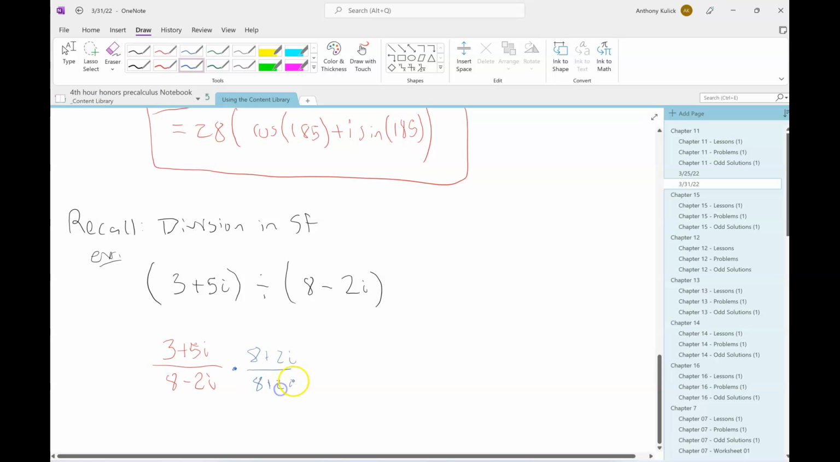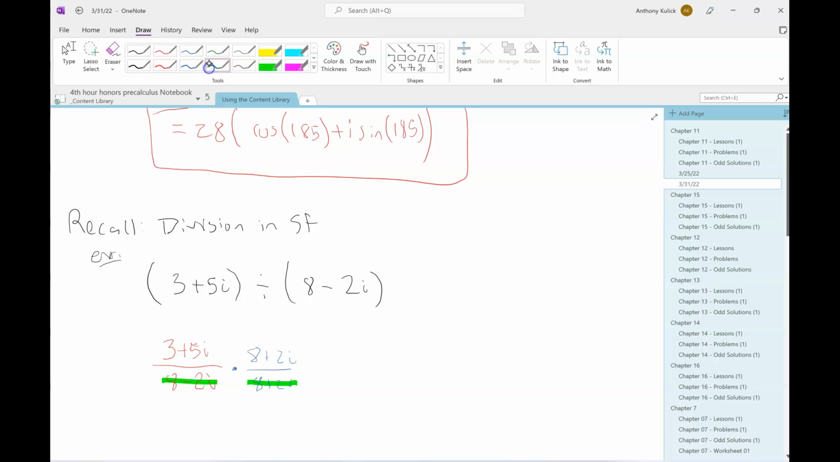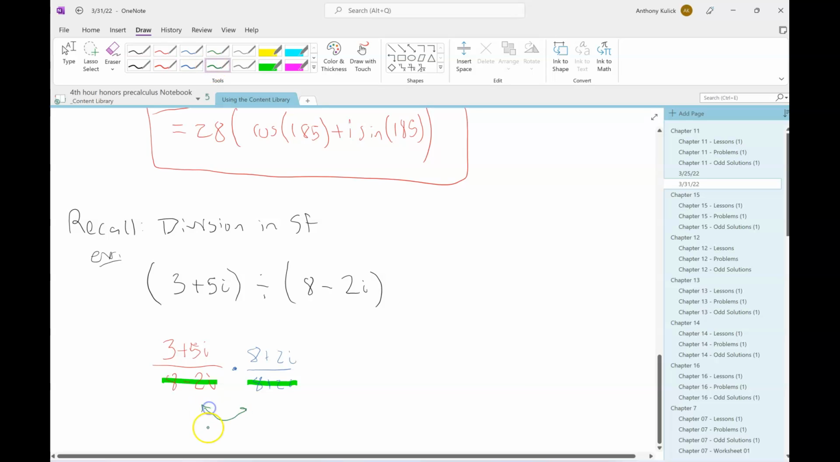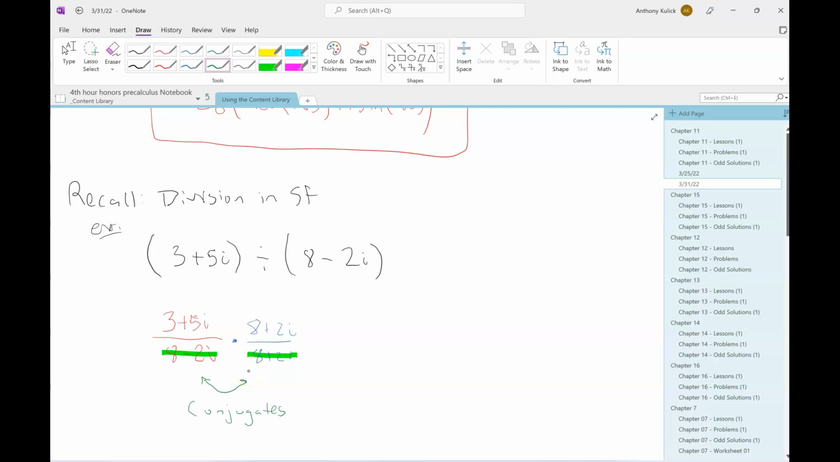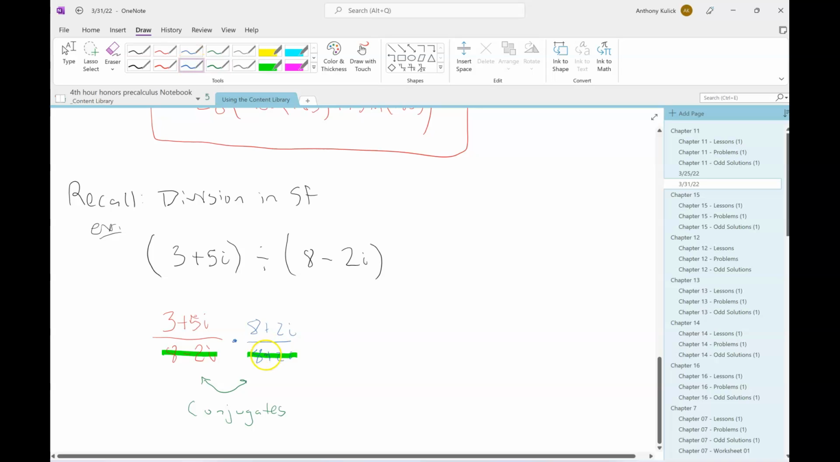So when I have something like 8 minus 2i and I have something like 8 plus 2i, what do we call those things? There's a math term for things like that. Those are called conjugates. So the instruction that we'd say is that we multiply by the conjugate. So in the numerator, I'm just going to FOIL that out.